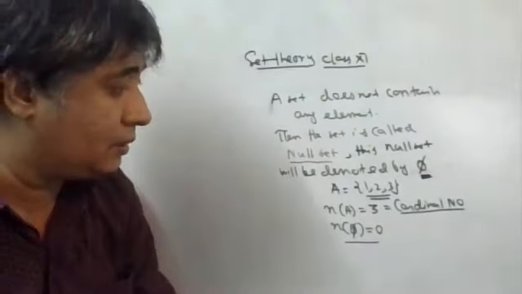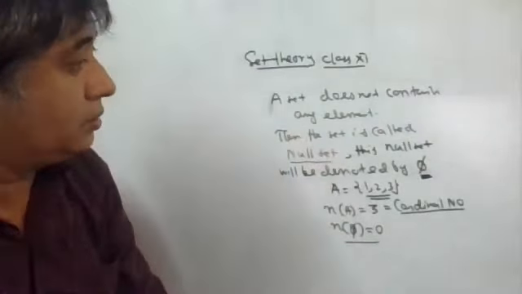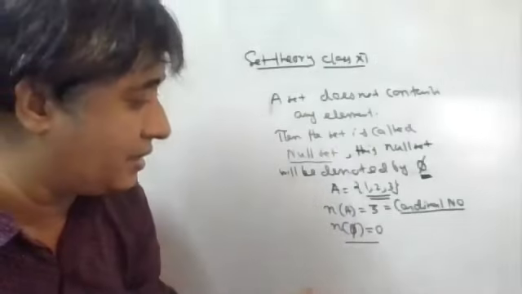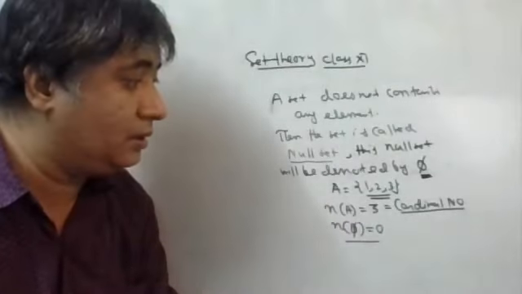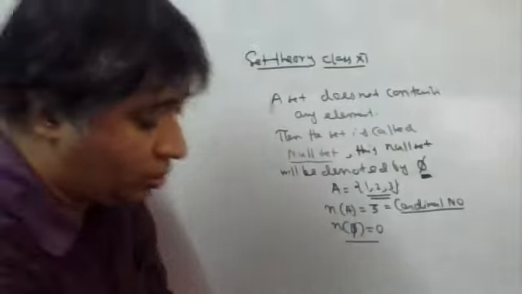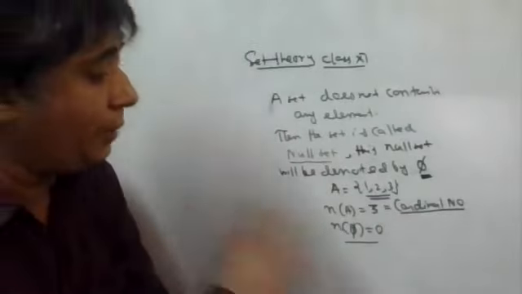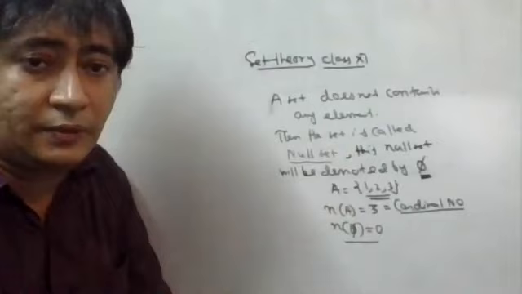Okay. So we have come to know what a null set is and what a cardinal number is. Okay. Hope you understood. Go through once.